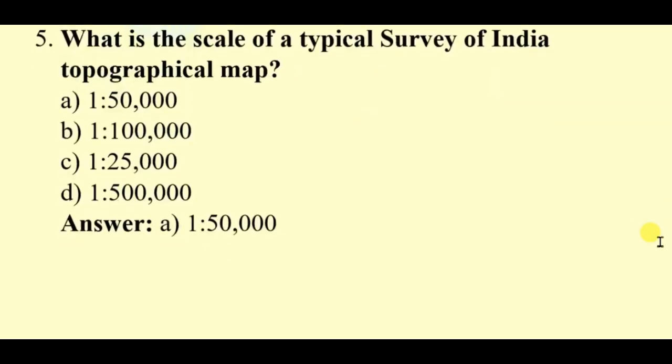Question 5. What is the scale of a typical Survey of India topographical map? 1:50,000, 1:1 lakh, 1:25,000, 1:5 lakh. Here the right answer will be 1:50,000.